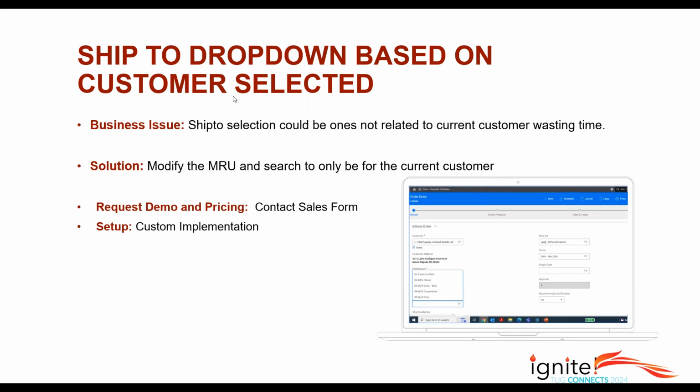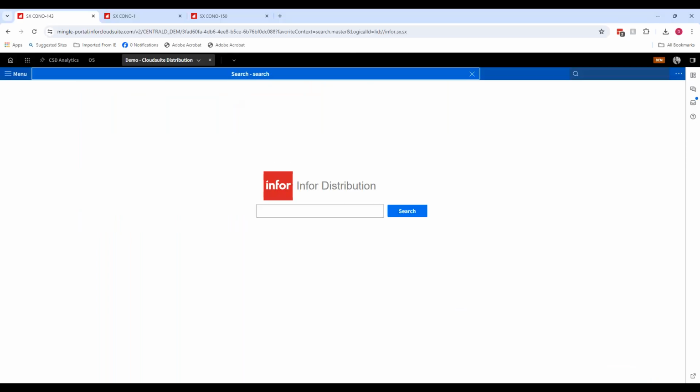So the next one on our list is the ship to drop down on customers. So when you are in order entry and you select a customer, the MRU that shows up is based on the most recently used ship tos, but those may or may not be the ship tos tied to that customer even. So it becomes a confusing time because you're looking at customers that you don't even want.